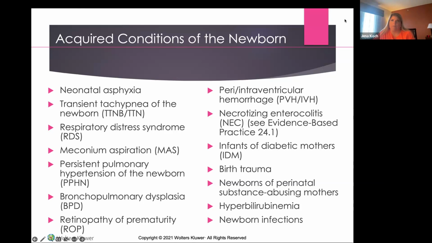You can also have to where if they have had any type of clavicle injury, newborns of perinatal substance abusing mothers. Again, so it's something that was acquired during the pregnancy, related to the mother that will affect the fetus. Hyperbilirubinemia, we've talked about in another chapter as well. And then newborn infections.